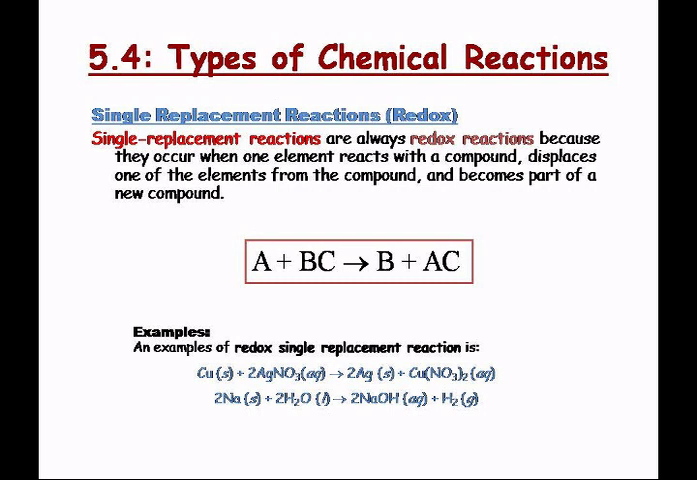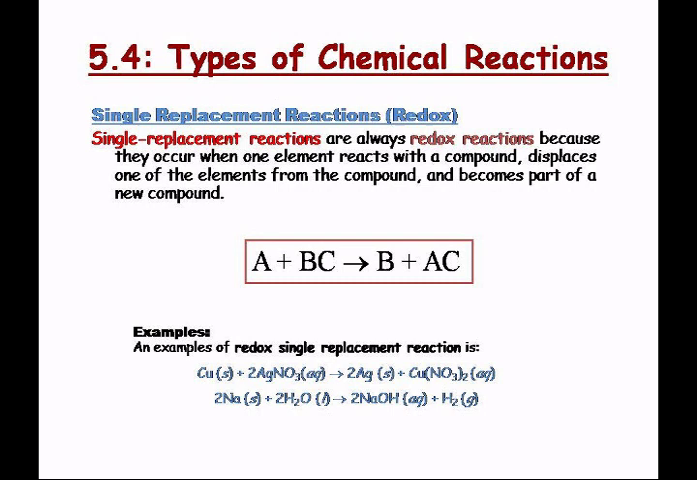Anyways, let's go ahead and talk about more types of chemical reactions. This time, we'll talk about the type of reaction that's exclusively a redox reaction, right? We call these single replacement reactions. They always occur when an element reacts with a compound. You're always going to find an atom in its elemental state, or a molecule in its elemental state, reacting with a compound.